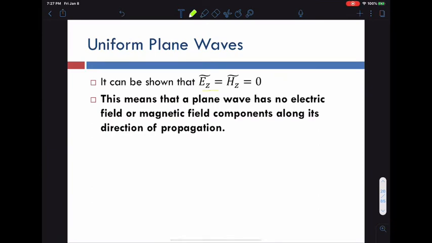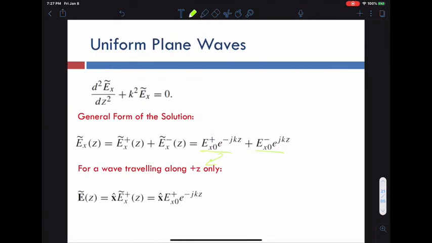We can show this with some vector calculus. I'm going to do that in the class, to get everyone involved. So hold on that one. We can show that Ez and Hz are zero. That means there's no component of electric field or magnetic field in the direction of propagation. All right.